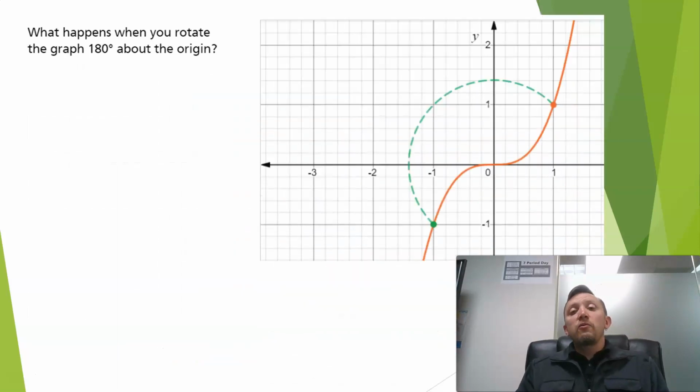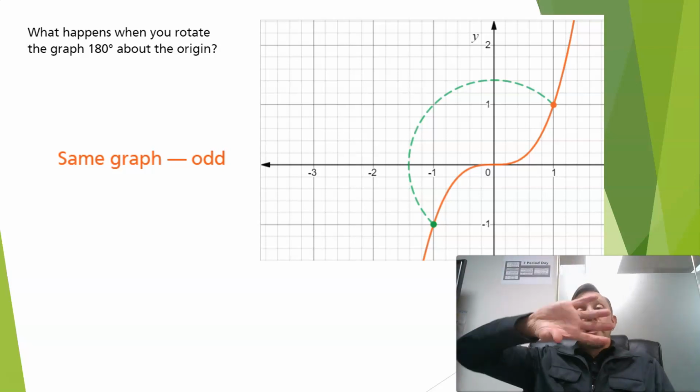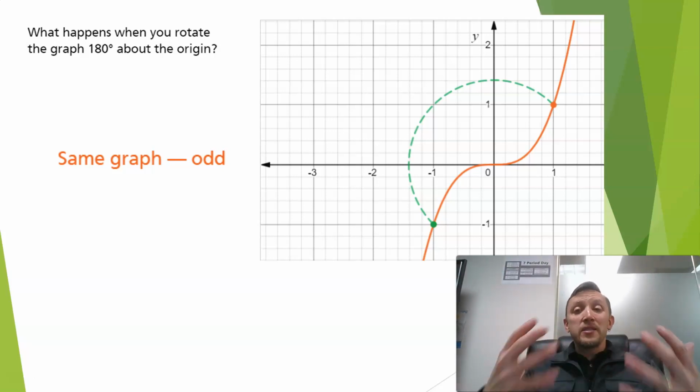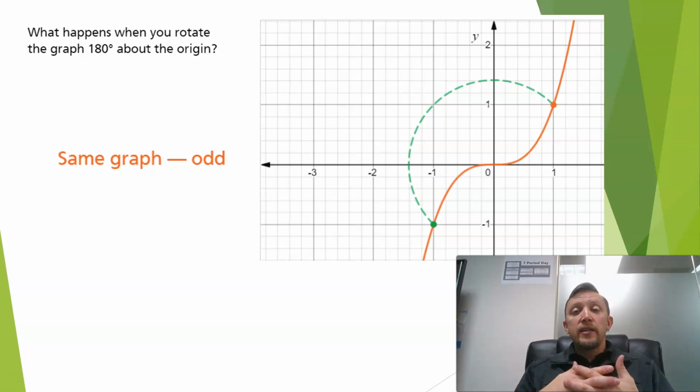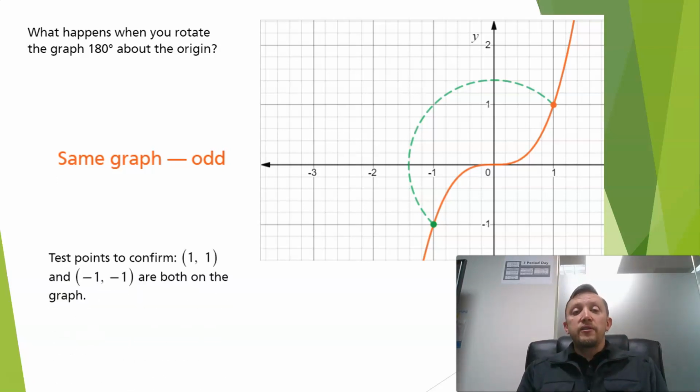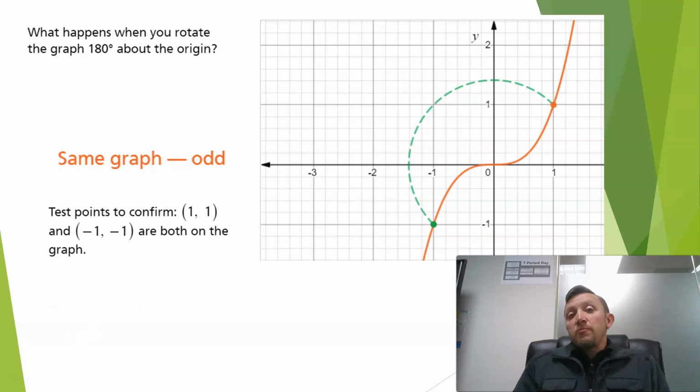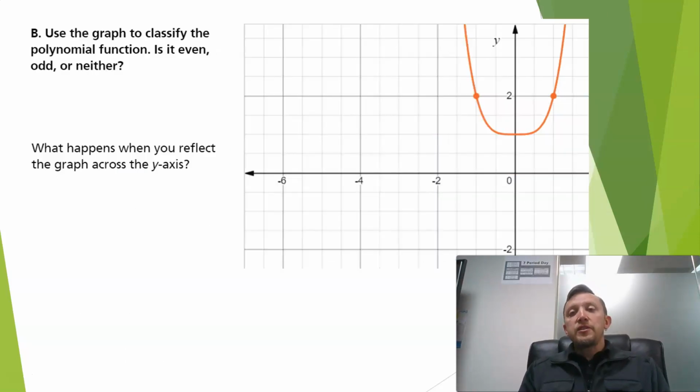Now let's look to see what happens when we rotate that 180 degrees about the origin. If we rotate it 180 degrees, it's going to be the same graph. It's going to look identical. So this is the same graph, so that means this is an odd function. You can also test points to confirm it, because the point (1, 1) is the same as the coordinate (-1, -1). So again, the function is odd.